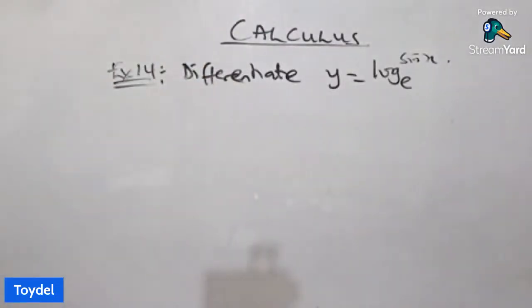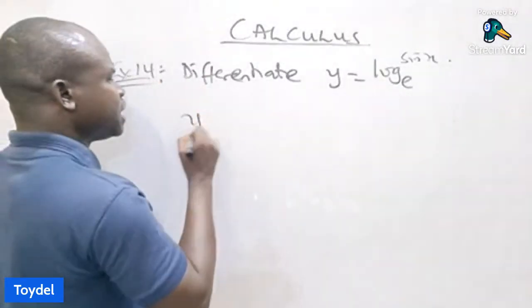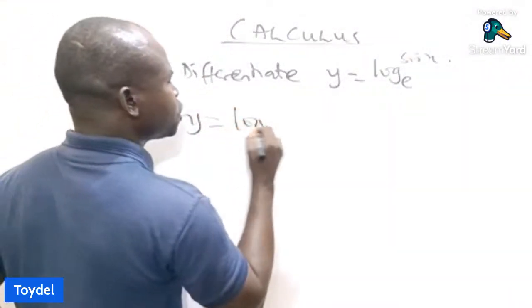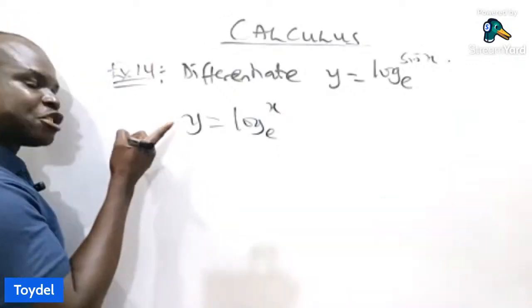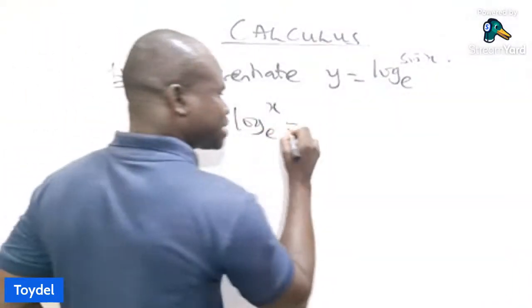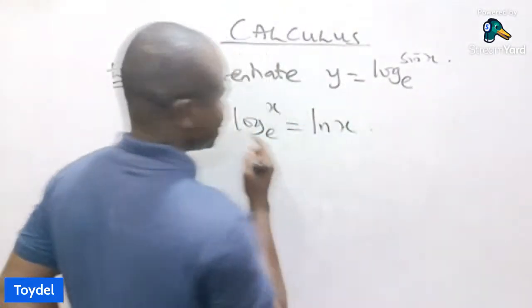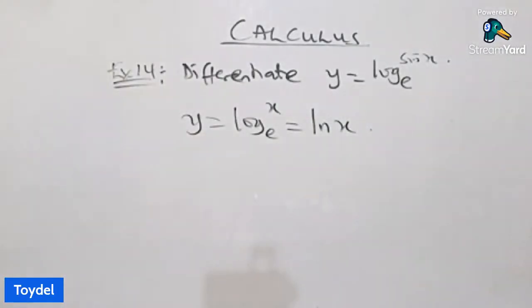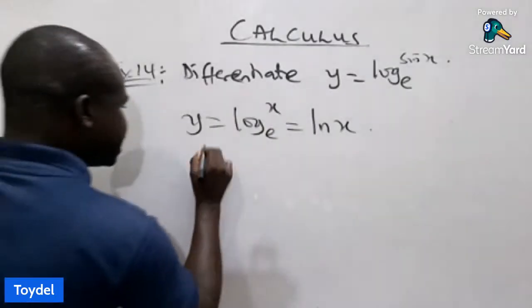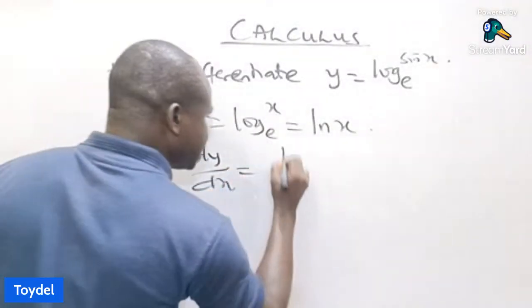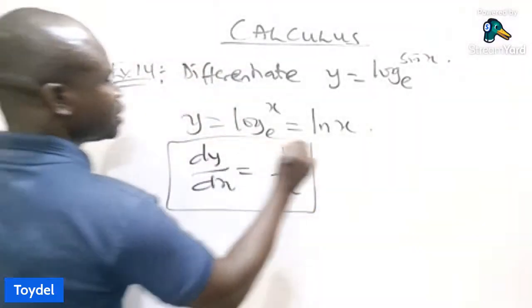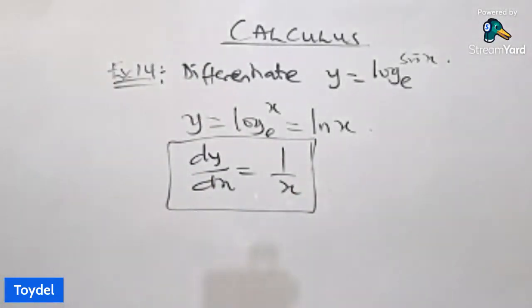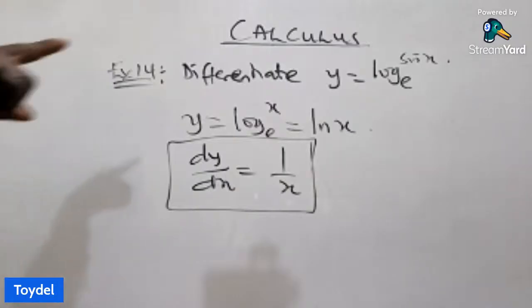But we must know the general formula. Before we solve this, let me just tell us the general formula. If y is equal to log e x, this is a natural logarithm, and it is the same thing as ln x. When we have y equal to log e x, which is the same thing as ln x, then dy/dx is automatically 1 over x. That's what the law says under logarithmic function. Please take note. So now we go back to example 14.